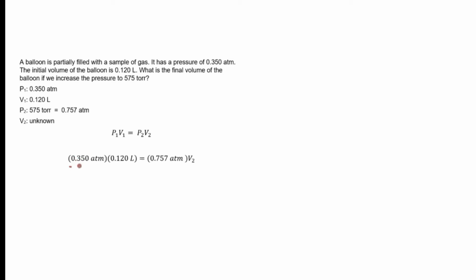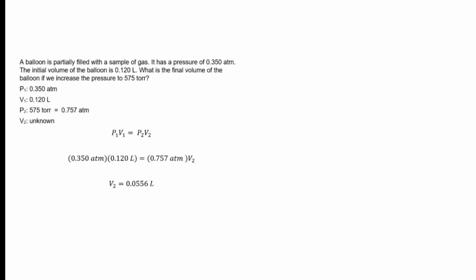So here's our pressure 1, 0.35, our volume 1, 0.12. Here is our pressure 2 that we converted, 0.757, and we are solving for our volume 2. So now we just need to do some simple algebra, and our volume 2 is 0.0556 liters. You will get the same answer if you convert both pressures to torr as well.